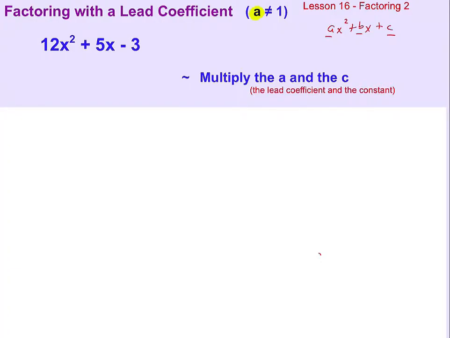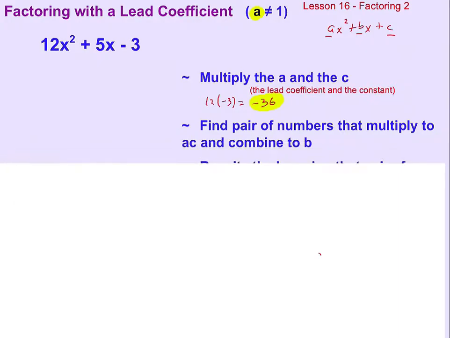Instead of looking for numbers that multiply to -3, we are going to multiply that lead coefficient, the a, and the c together. So in this case, that's 12 times -3, which is -36. And instead of looking for numbers that multiply to -3, we're going to look for numbers that multiply to this, to -36, and add to that b in the middle. So we need numbers that multiply to -36 and combine to 5.